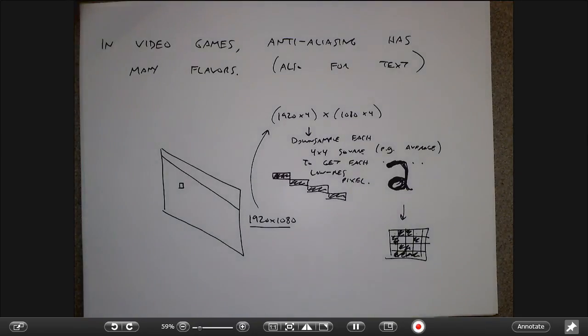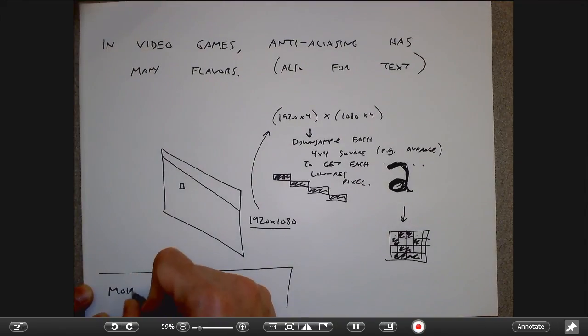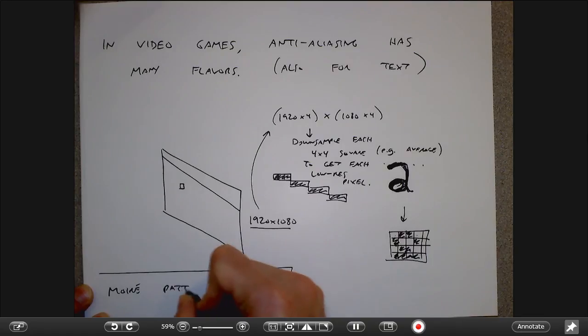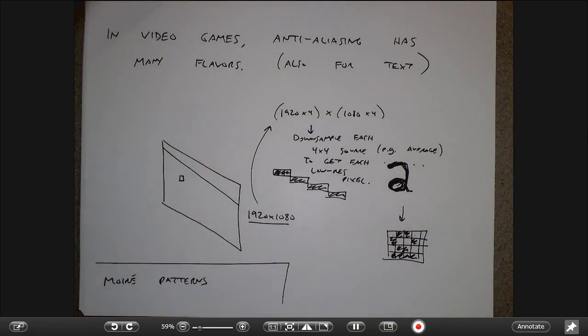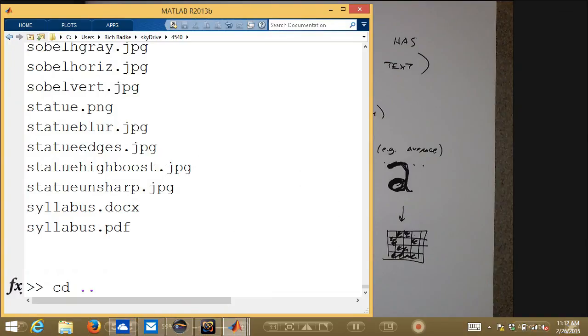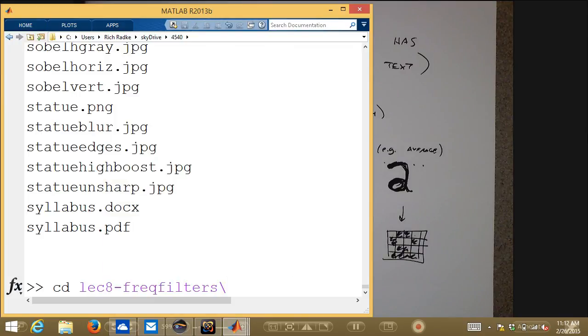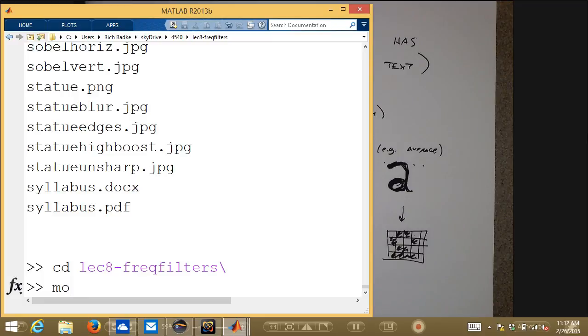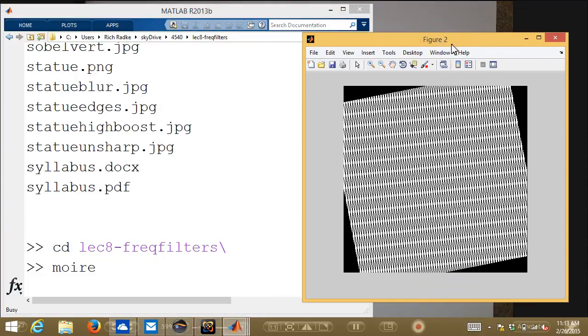Another thing that you can interpret as a kind of aliasing problem is what are called Moire patterns. This is a combination of a sampling issue and also a human visual system issue. So here's just a quick MATLAB demo to show that.